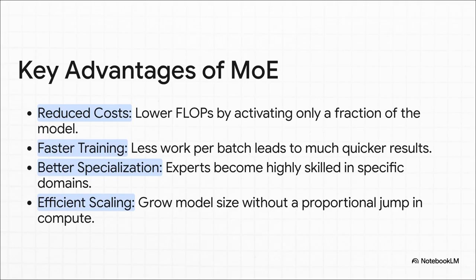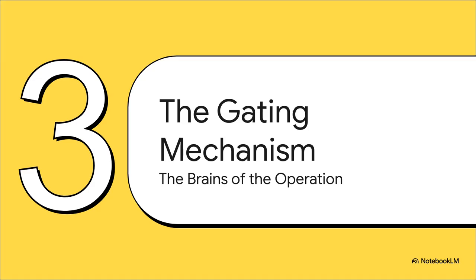Plus, the experts get really, really good at what they do. And maybe the most important thing, you can make the model's total knowledge absolutely massive without the cost going through the roof. It's a total win-win. So, the big question is, how does the model know which expert to call? Well, that's where the gating mechanism comes in. This thing is truly the brains of the whole operation.